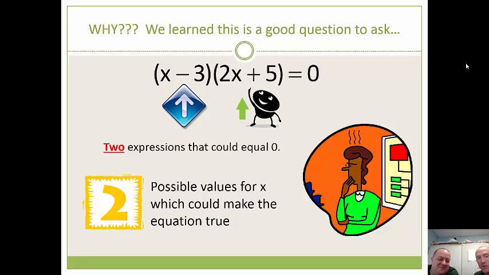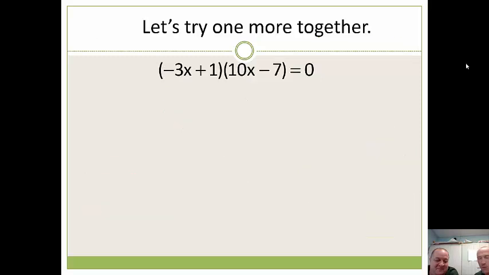There are going to be two solutions that will make the equation true, the left side equaling the right side. So we're going to try another one. It's a good idea. Why not? Go ahead and maybe we'll give you 3 seconds to think about it. You can pause if you need more than 3 seconds to think about what you should do in this problem.